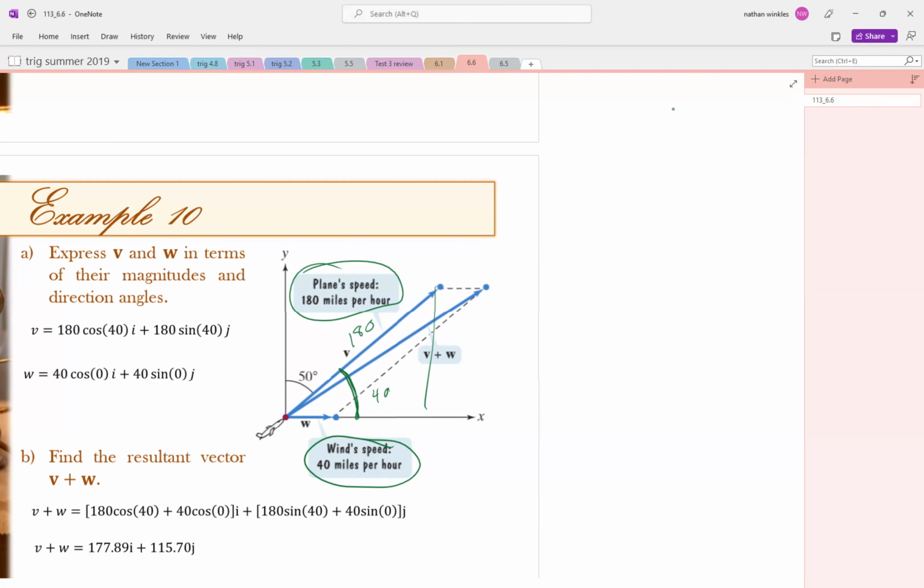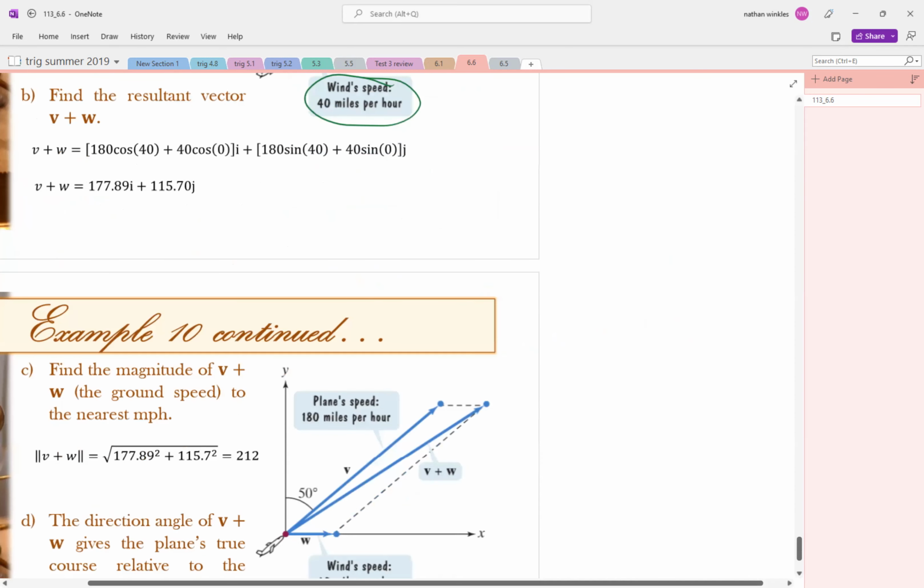Now, if we want our resultant vector v plus w, we're going to add our components here. So 180 cosine 40 plus 40 cosine 0, all times i, plus 180 sine 40 plus 40 sine 0, all times j. That gives us 177.89 times i plus 115.70 times j as the v plus w resultant vector here.